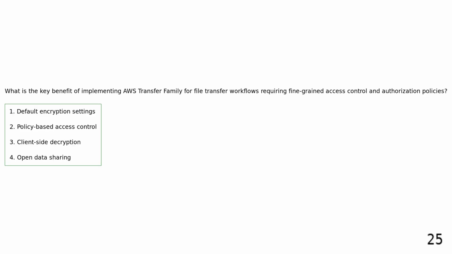What is the key benefit of implementing AWS Transfer Family for file transfer workflows requiring fine-grained access control and authorization policies? Default encryption settings. Policy-based access control. Client-side decryption. Open data sharing. AWS Transfer Family offers policy-based access control for defining fine-grained authorization policies that specify access rights to file transfer endpoints based on user roles and permissions, providing granular control over data access and sharing.